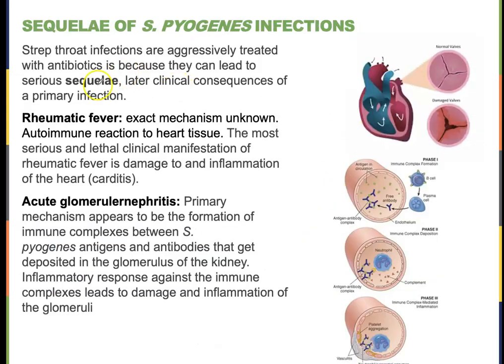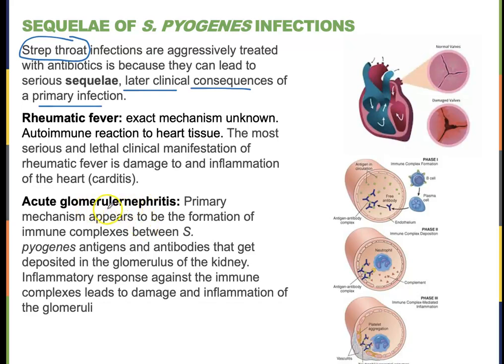And here's another, so this is rheumatic fever and acute glomerulonephritis. So the word sequelae, it kind of looks like the word sequence, right? In the series of, so basically this is what can happen, basically later consequences. This is the definition, later clinical consequences of a primary infection. So strep throat, again, is treated aggressively with antibiotics because they want to prevent scarlet fever, and they also want to prevent rheumatic fever and acute glomerulonephritis.